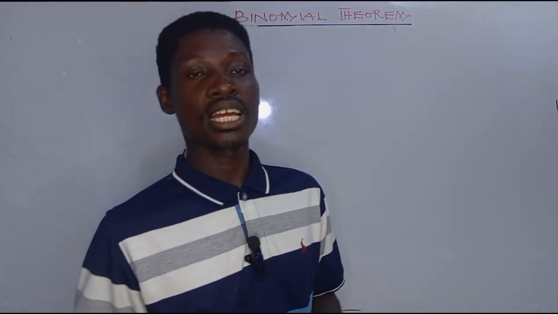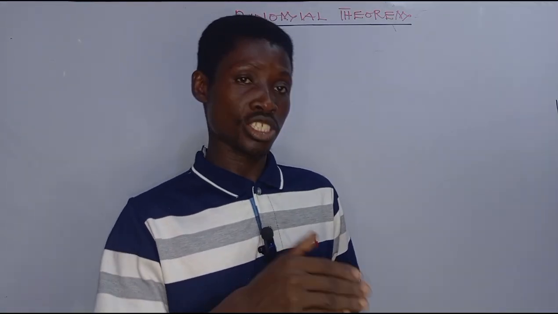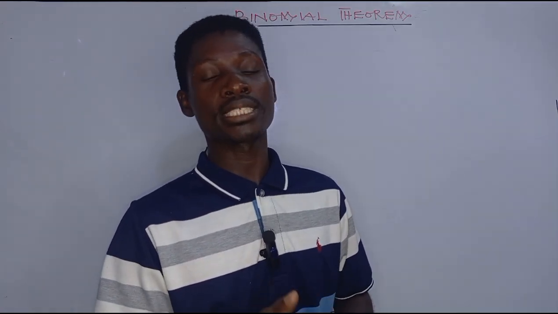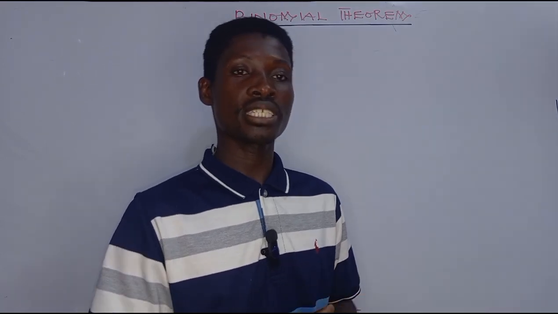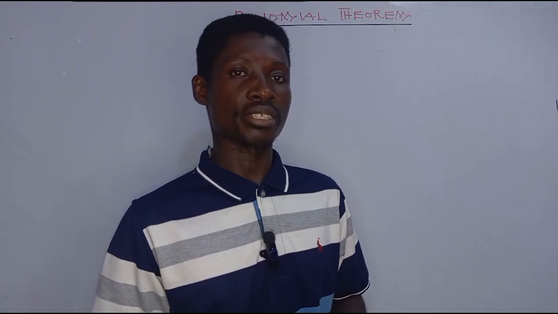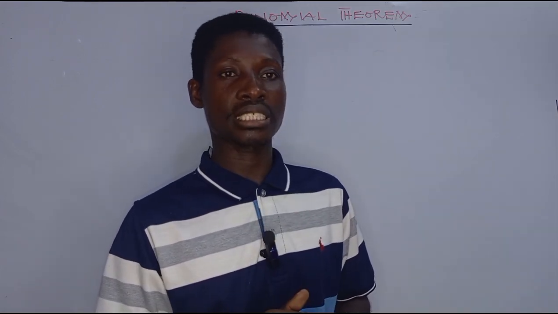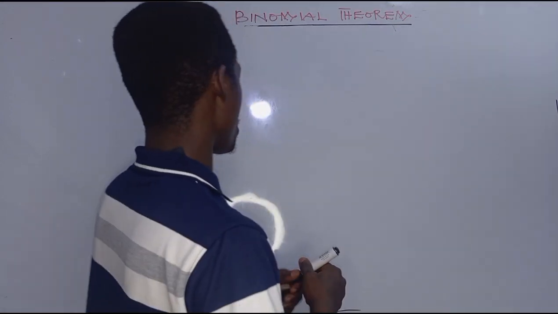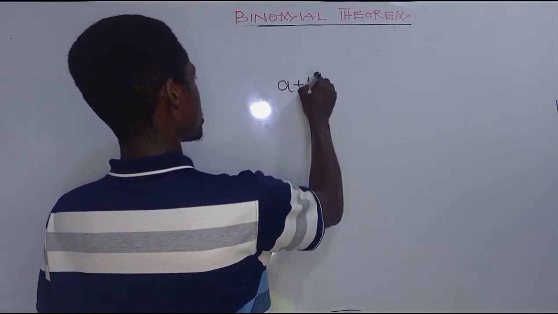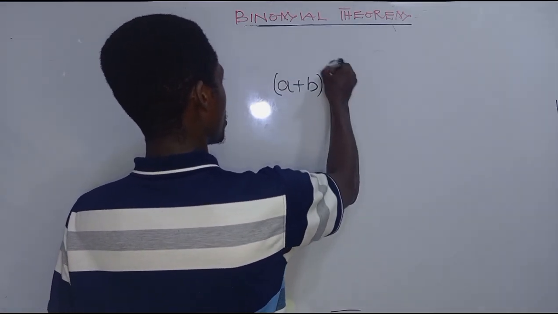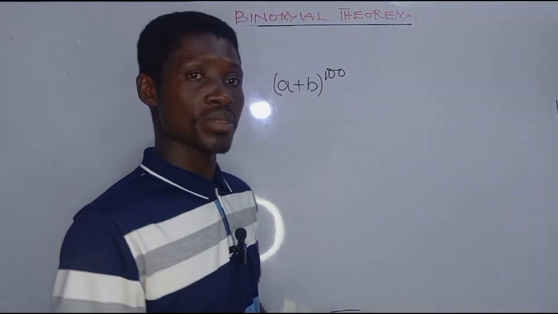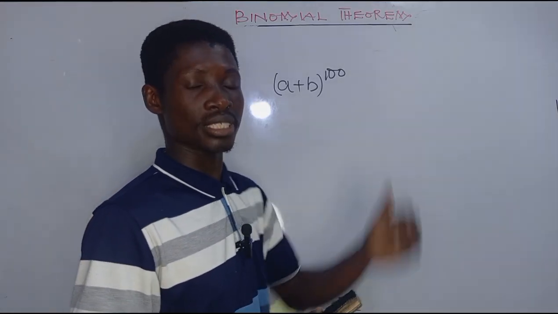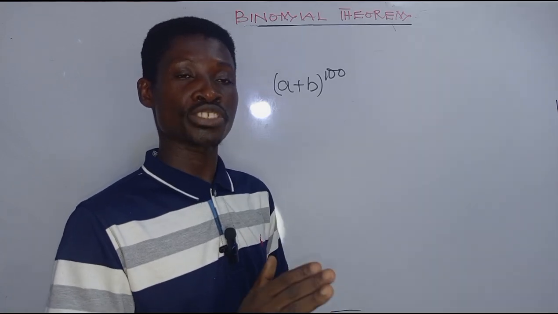In this very lesson, we shall be looking at the binomial theorem itself. In our previous lesson, we learned how to expand a binomial expression using the Pascal's triangle. Now let's assume that you have a binomial expression with a power of 100. So you have the binomial expression, let's say a plus b raised to the power 100. You agree with me that expanding this binomial expression with this huge power using the Pascal's triangle becomes very stressful.